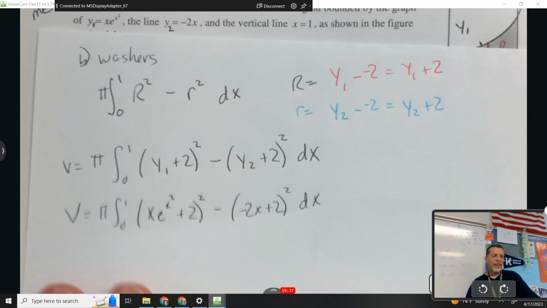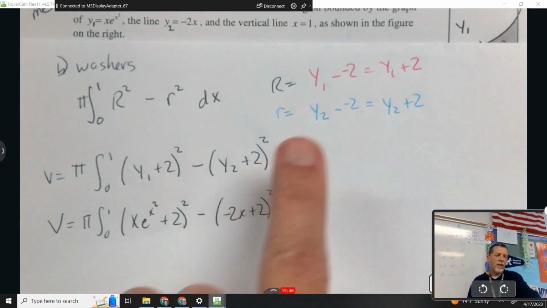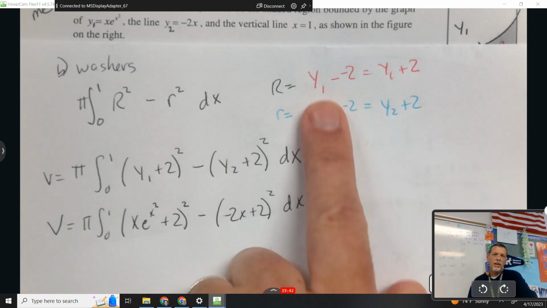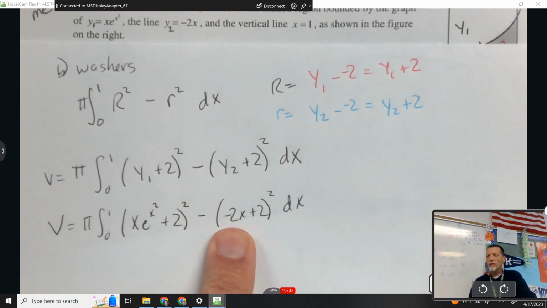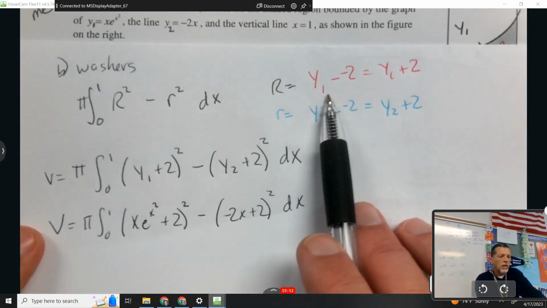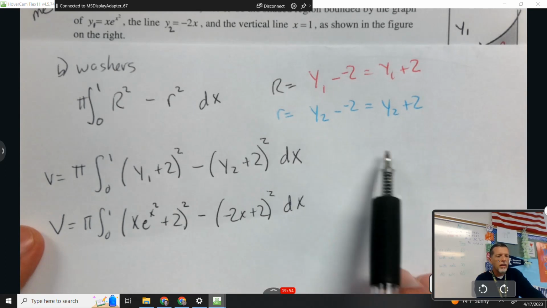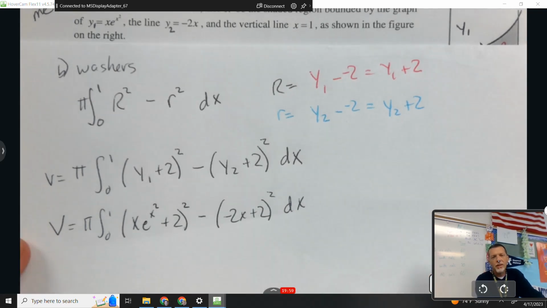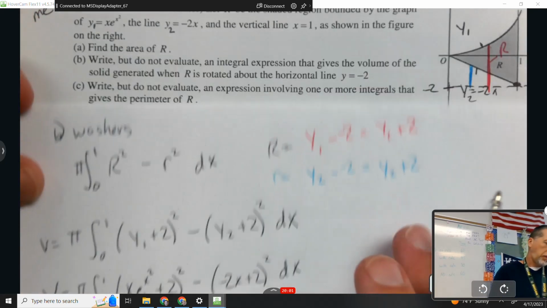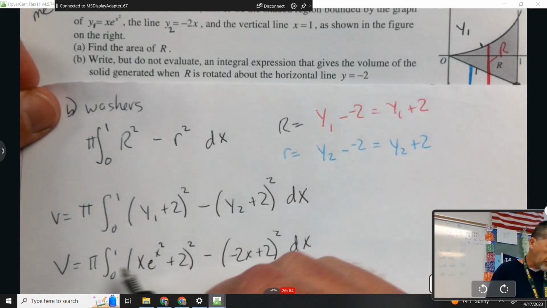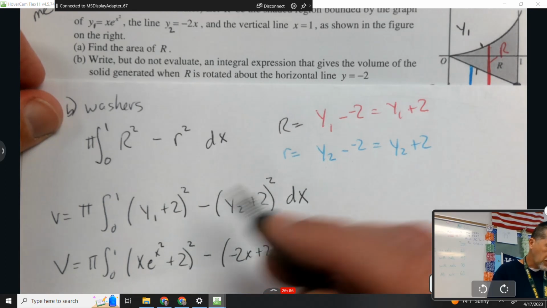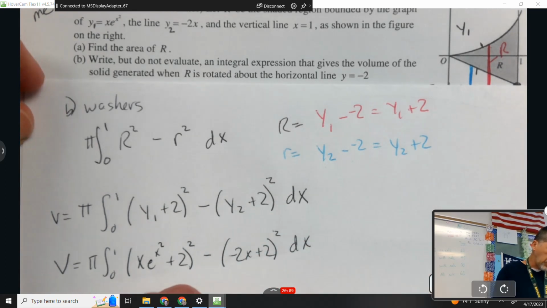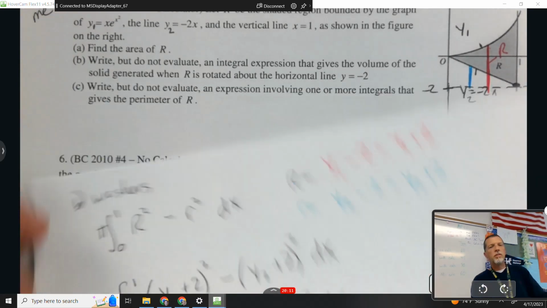I also recognize that if you had gotten these backwards, you squared it, so it would have fixed it. I think they would have to accept the answer if you said -2 minus y1 and -2 minus y2, because the squaring would fix the sign and you'd end up okay anyway. You could argue with them. Let's see. Write but do not evaluate. Integral expression. Yes. No units. No explanations. We're good. Part C.